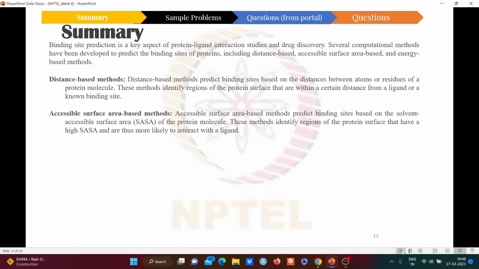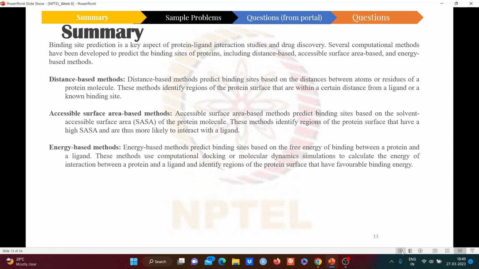Next is the accessible surface area. This is based on the solvent accessible surface area of the protein molecule. These methods identify the regions of the surface that have high solvent accessible surface area and thus are more likely to interact with the ligand. When we consider an individual protein in its unbound form, residues will have high solvent accessibility. When we consider the bound form, they have low solvent accessibility. So based on this phenomenon, residues which show high solvent accessibility in the unbound form and low in the bound form tend to be the plausible binding sites.